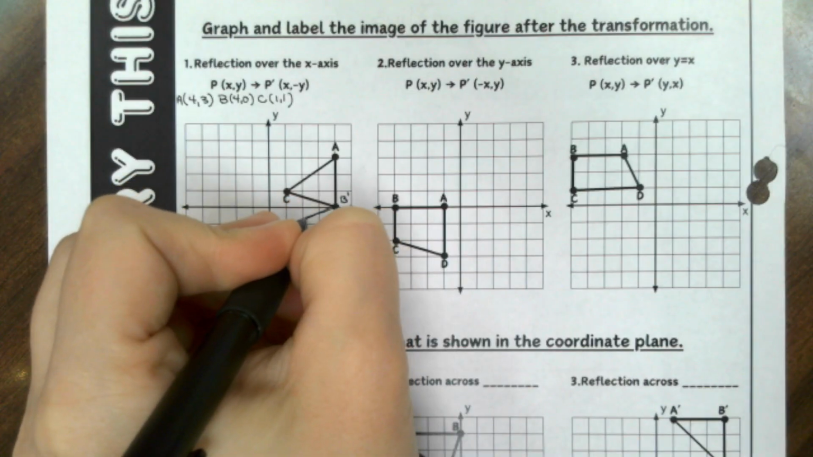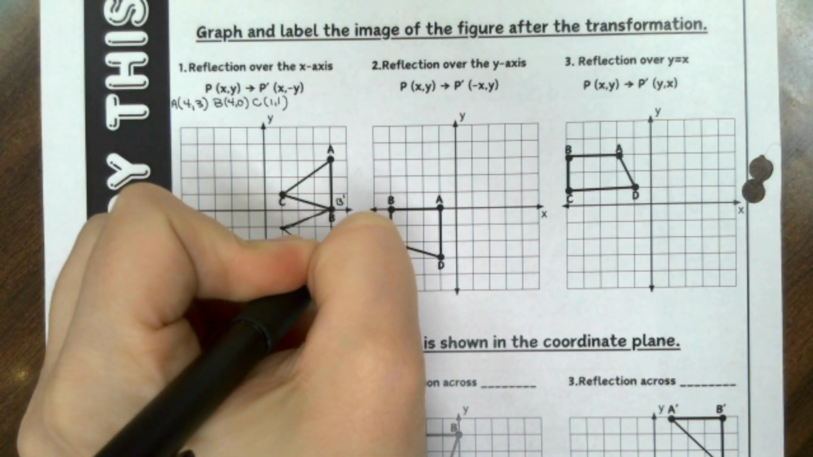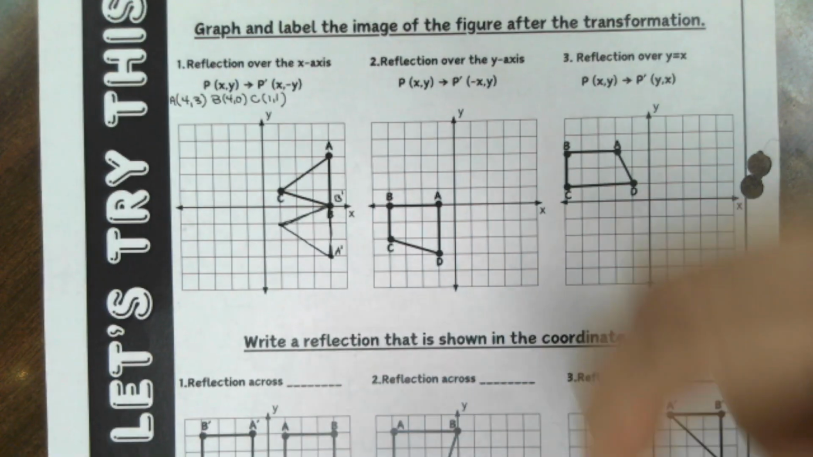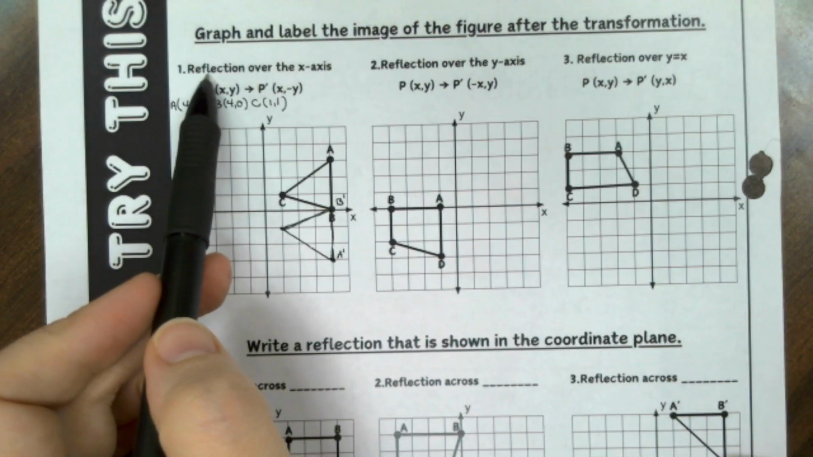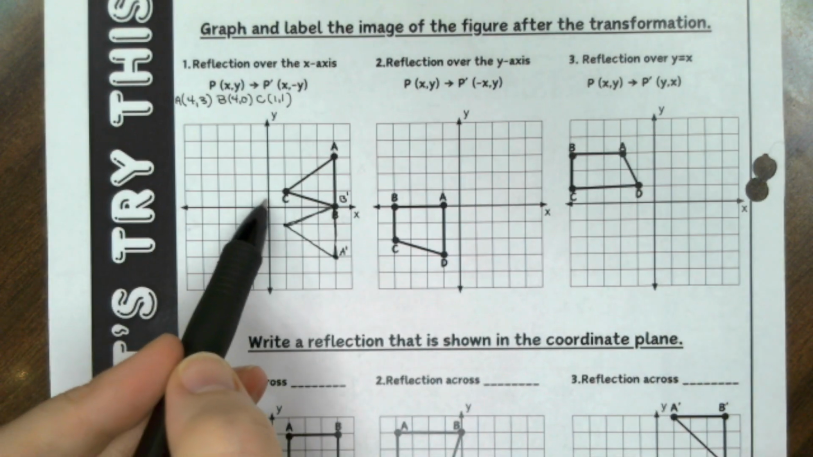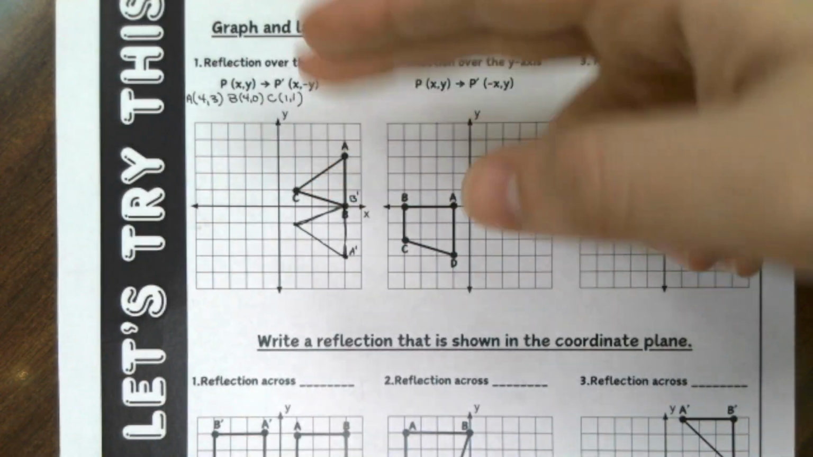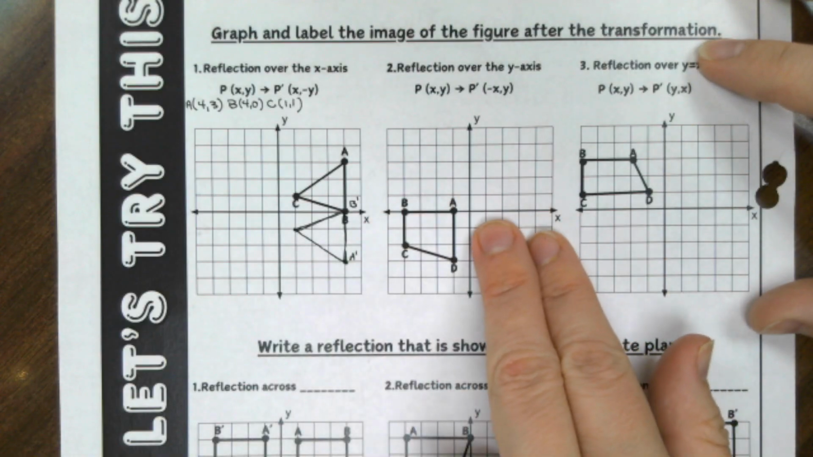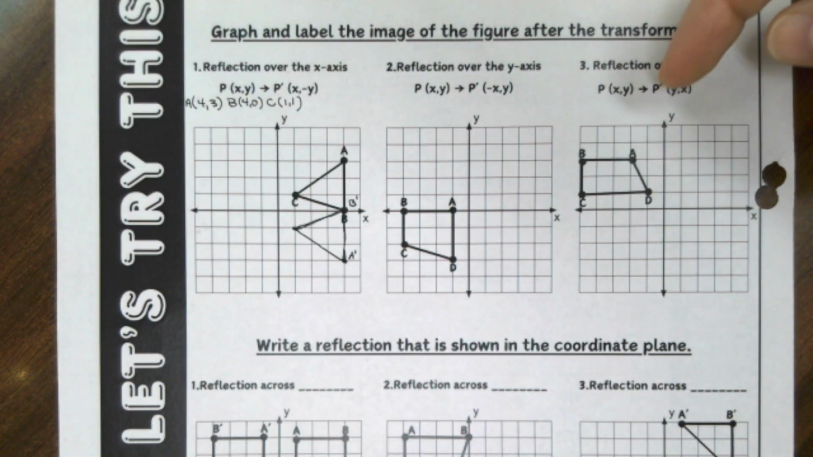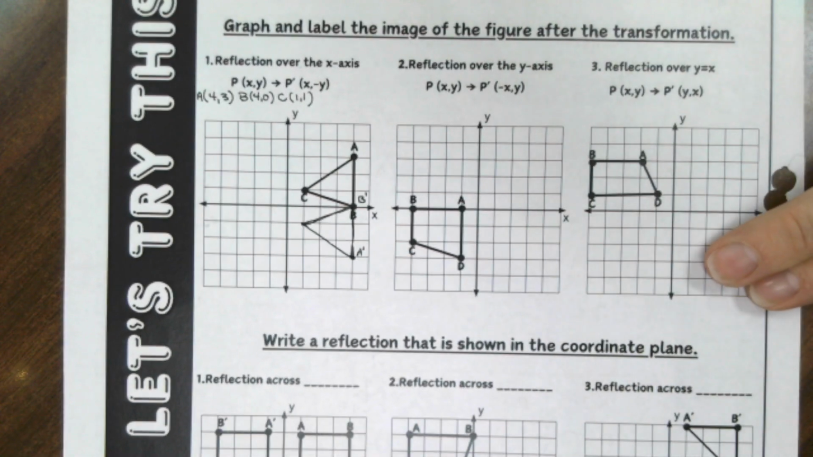Okay, so now I can plot these. It's going to look just like, oof, that was a little rough. Okay, so I took this image and I flipped it down. I did a reflection over the x-axis. So remember, if I'm reflecting over the x-axis, I'm going this way. Reflecting over the y-axis, it should come out like this. If I'm reflecting over y equals x, it's going to come out like this.